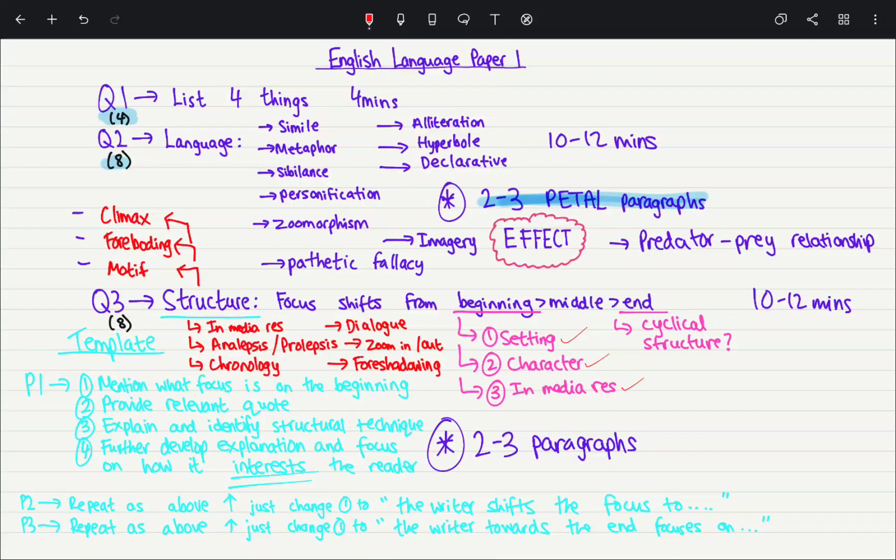Hello everyone, welcome back to Easy Education London, and today we are looking at question 2, language analysis. Now this question is worth 8 marks for the English language paper 1. What I wanted to do is to provide some top tips on how to approach the question.